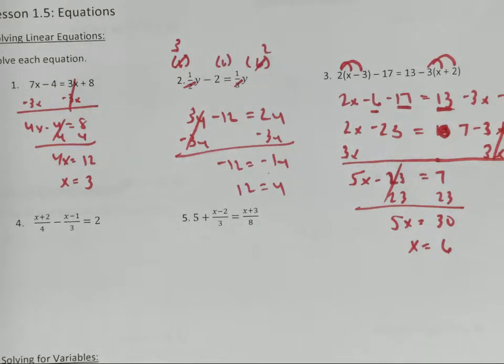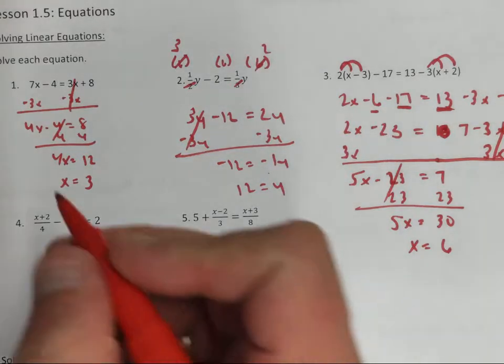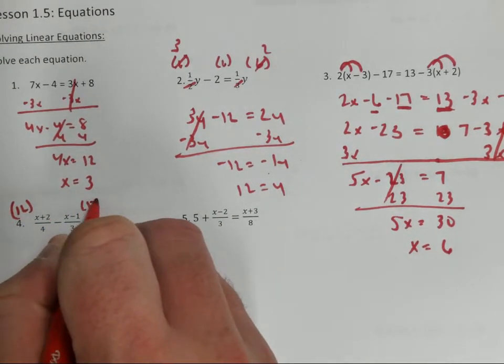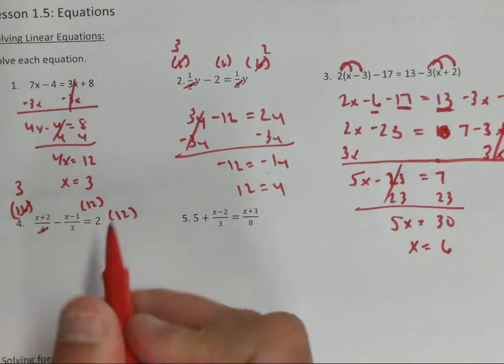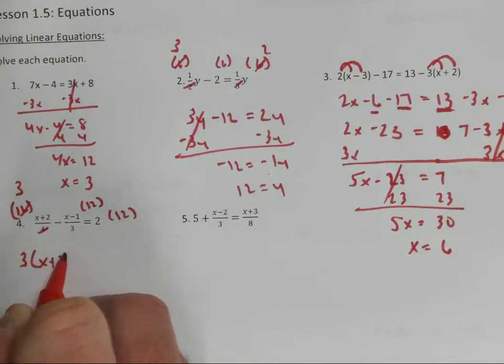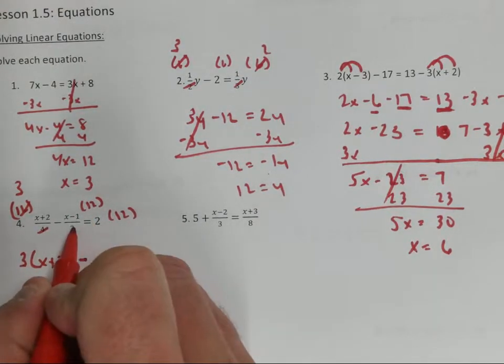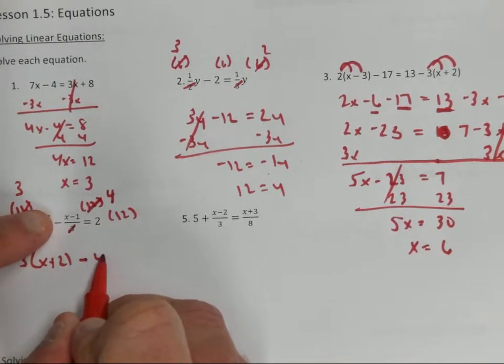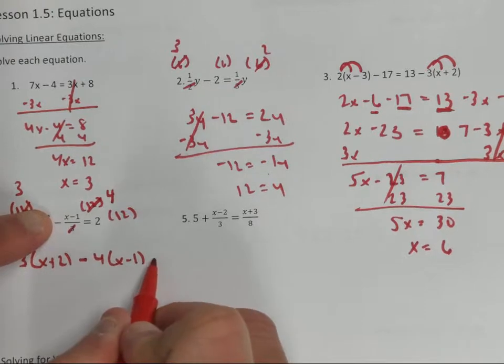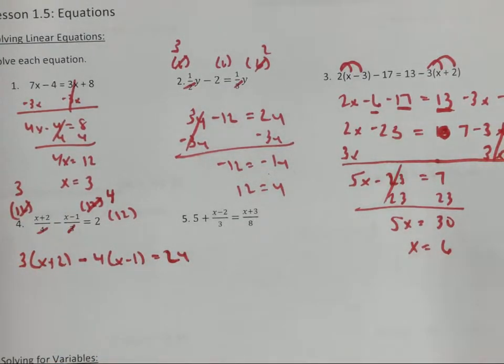Number 4. I'm going to get rid of those fractions. Look at your denominators. What's your common denominator between 4 and 3? 12. So I'm going to multiply everything through by 12. Four goes into 12 how many times? 3. So be careful when you write this. It's 3 times x plus 2, minus. 3 goes into 12 how many times? 4. 4 times this, but don't forget that minus right there. And then 2 times 12 is 24.